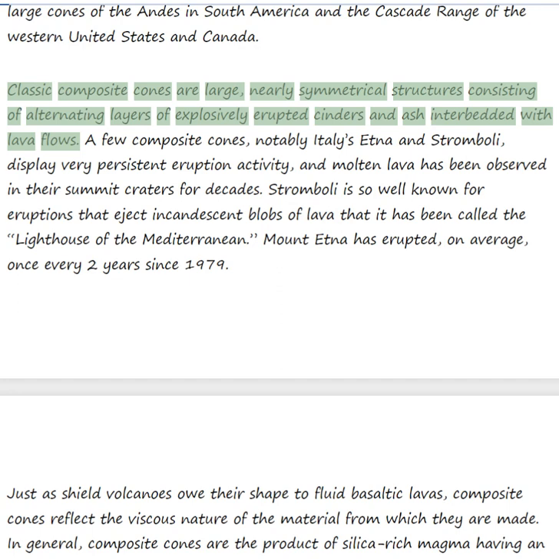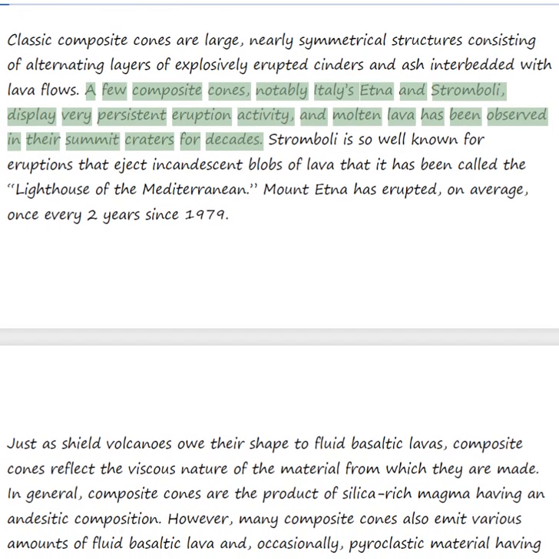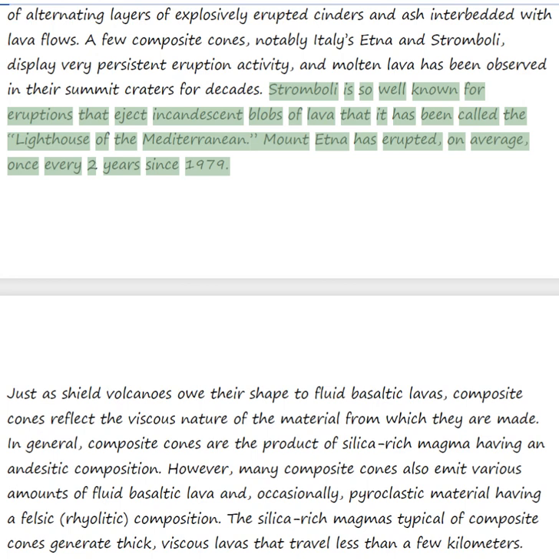Classic composite cones are large, nearly symmetrical structures consisting of alternating layers of explosively erupted cinders and ash interbedded with lava flows. A few composite cones, notably Italy's Etna and Stromboli, display very persistent eruption activity, and molten lava has been observed in their summit craters for decades. Stromboli is so well known for eruptions that eject incandescent blobs of lava that it has been called the lighthouse of the Mediterranean. Mount Etna has erupted, on average, once every 2 years since 1979.